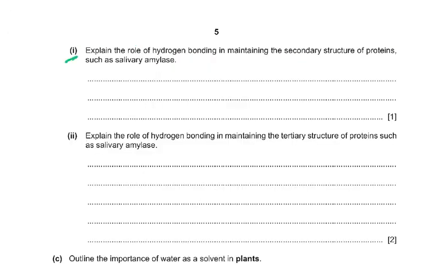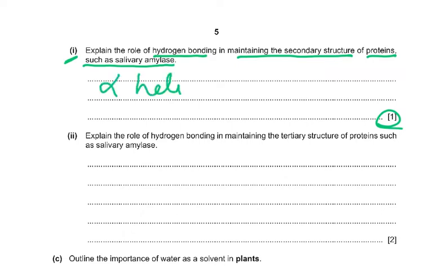Now it says explain the role of hydrogen bonding in maintaining the secondary structure of proteins, such as salivary amylase. The secondary structure is made up of hydrogen bonds, but what are they? They are the alpha helices and the beta pleated sheet. There's only one mark for it. So the hydrogen bonds maintain the shape, and allow the formation of alpha helices and beta pleated sheets. It's about maintaining the shape.